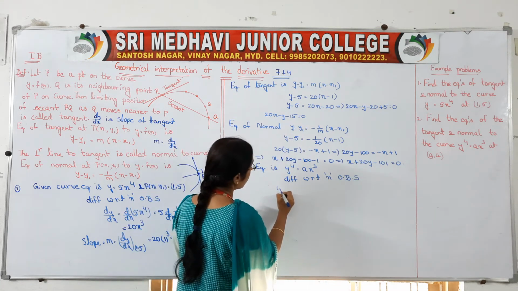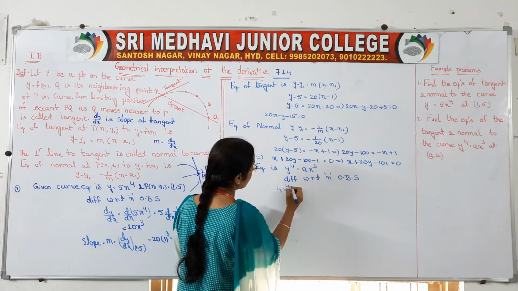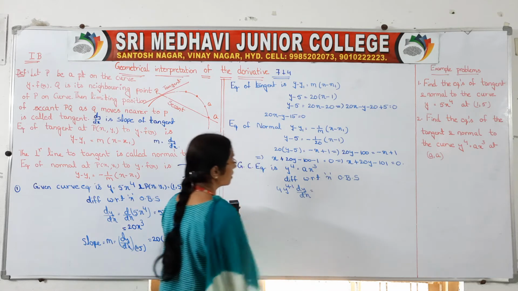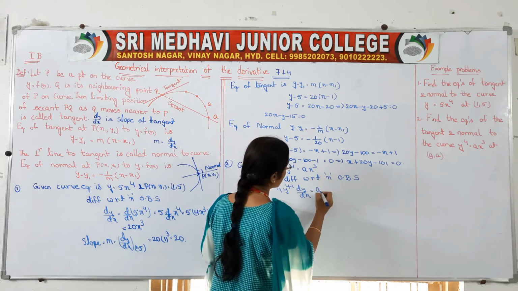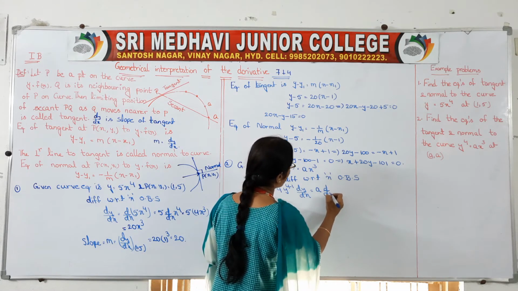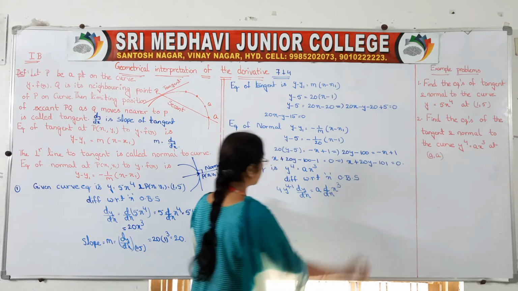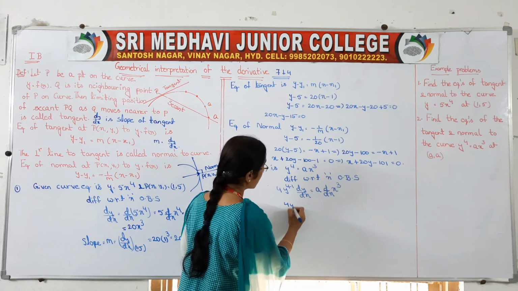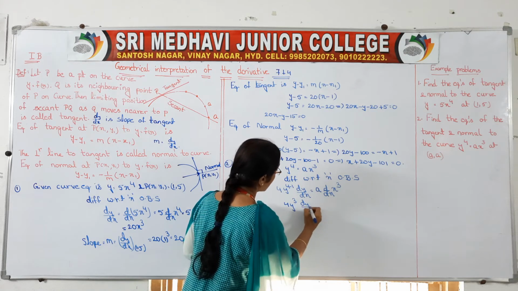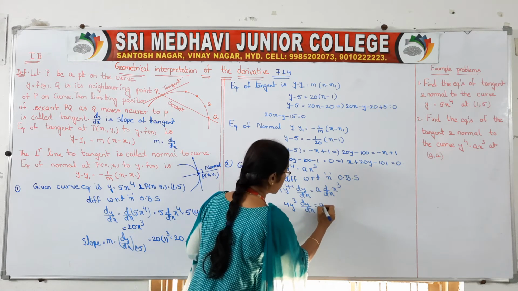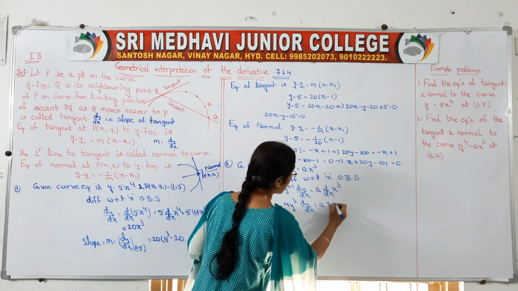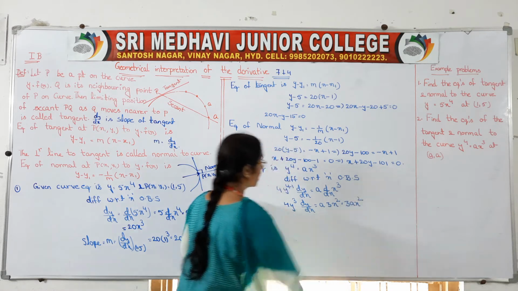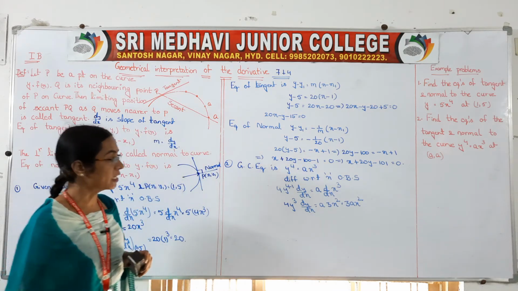It is 4 into y to the power of 4 minus 1 into dy by dx is equal to, here constant outside, into d by dx of x cube. Okay, so this is 4y cube dy by dx is equal to a into 3x square. So 3ax square.